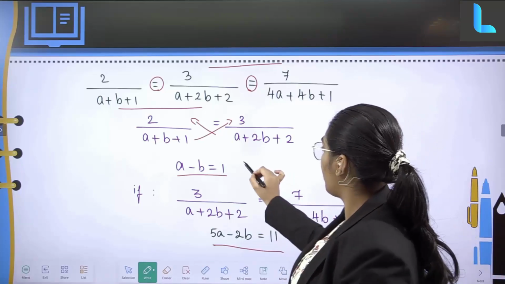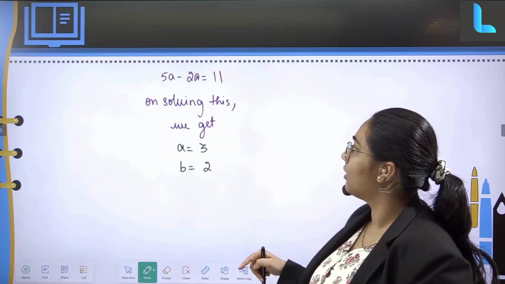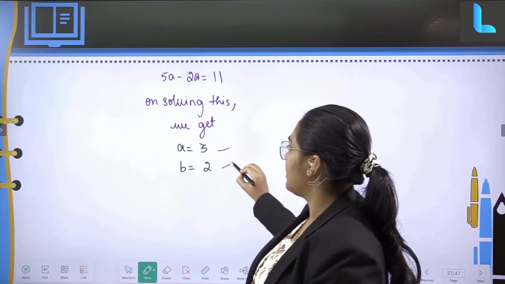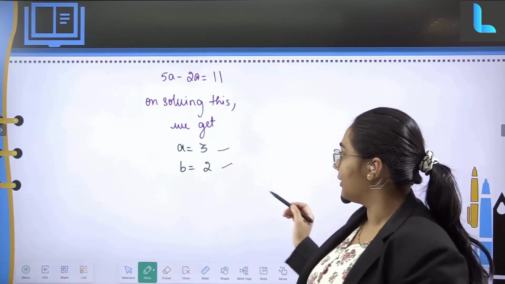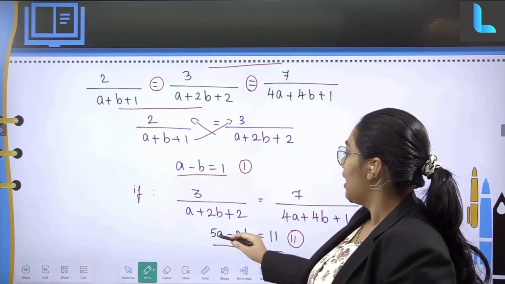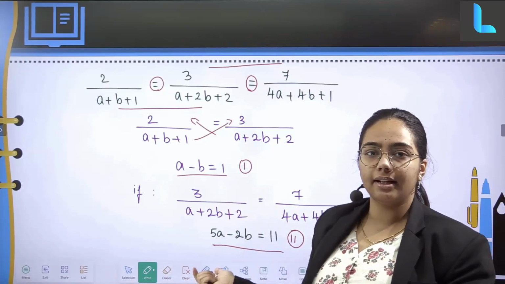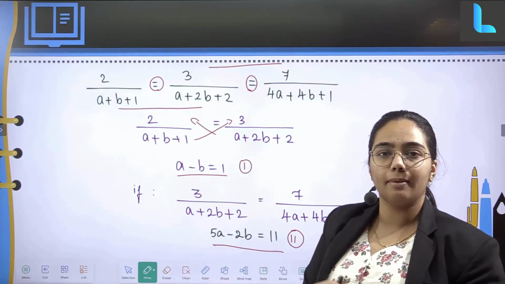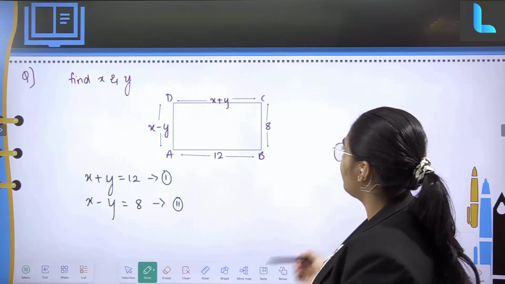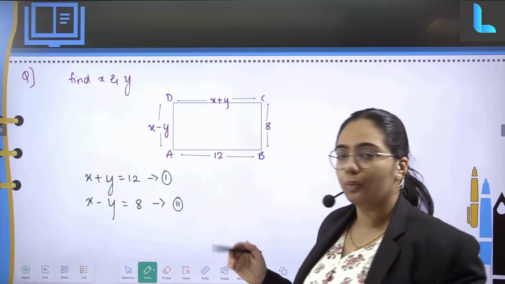Right. So we have got the first equation and the second equation. When we solve equations 1 and 2, we get a is equal to 3 and b is equal to 2. So over here a minus b is equal to 1, and over here 5a minus 2b is equal to 11. You can consider either the elimination method or the substitution method or any method, and you can solve for it and get the values of a and b. Right. The next question is find x and y.